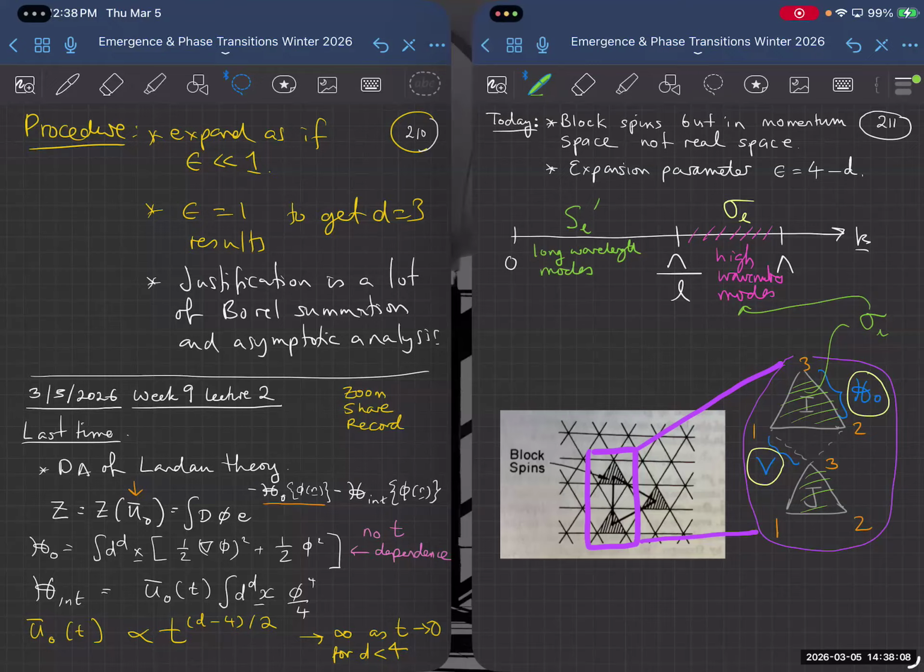And so our strategy is going to be to integrate out these high wave number modes, just as in the real space version, we summed over the spins within each block and eliminated those and just got an effective Hamiltonian for the block spin variables. So that was the idea.